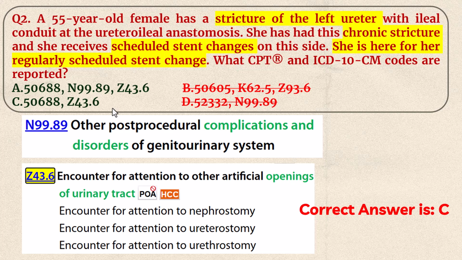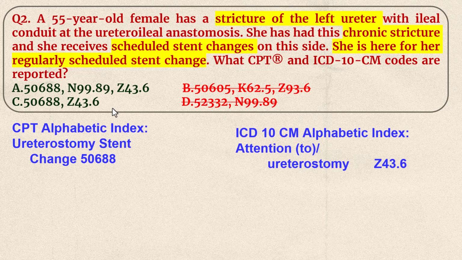When you encounter this case in a real working scenario, you have to find the answer using the index of the ICD-10-CM and CPT. Once you go to the CPT alphabetic index, you have to go to the ureterostomy stent changing. So ureterostomy stent, the subcategory change, will lead you to the code 50688. Then you have to go back to the tabular list and confirm the answer. When you go to the ICD-10-CM alphabetic index, you have to go with attention to. So attention to, the subcategory ureterostomy, will lead you to the code Z43.6. Then you have to go back to the tabular list and confirm the answer. So the correct answer is C.